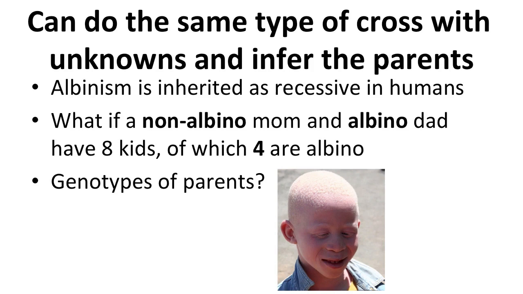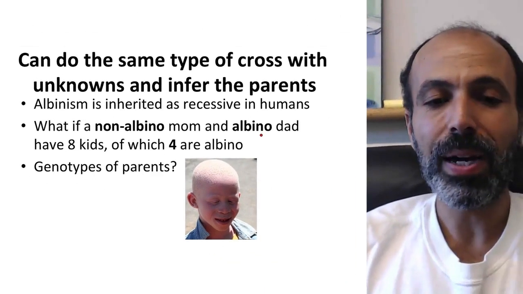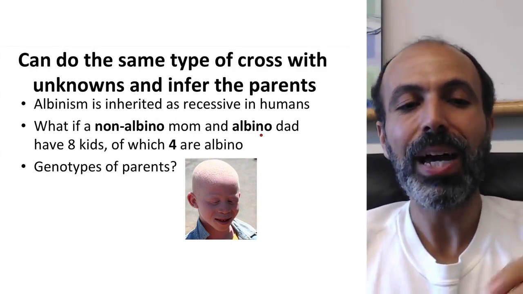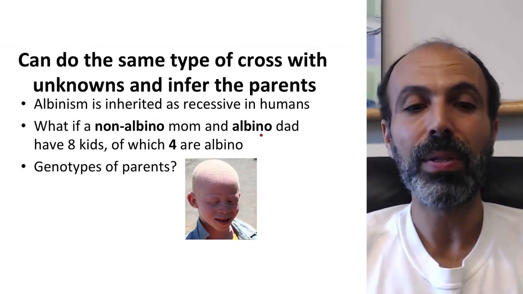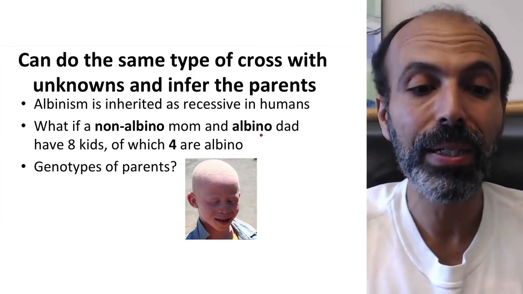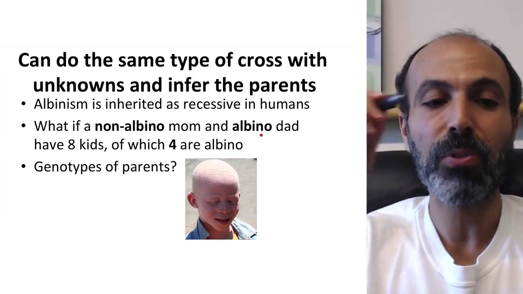Welcome back. I hope that one wasn't too difficult for you, but let's go ahead and work this one out. So we have a non-albino mom and an albino dad. They have 8 kids, 4 of which are albino. I said albinism is inherited as a recessive in humans. Because it's recessive, since the dad is albino, the dad necessarily has to be homozygous for the recessive.